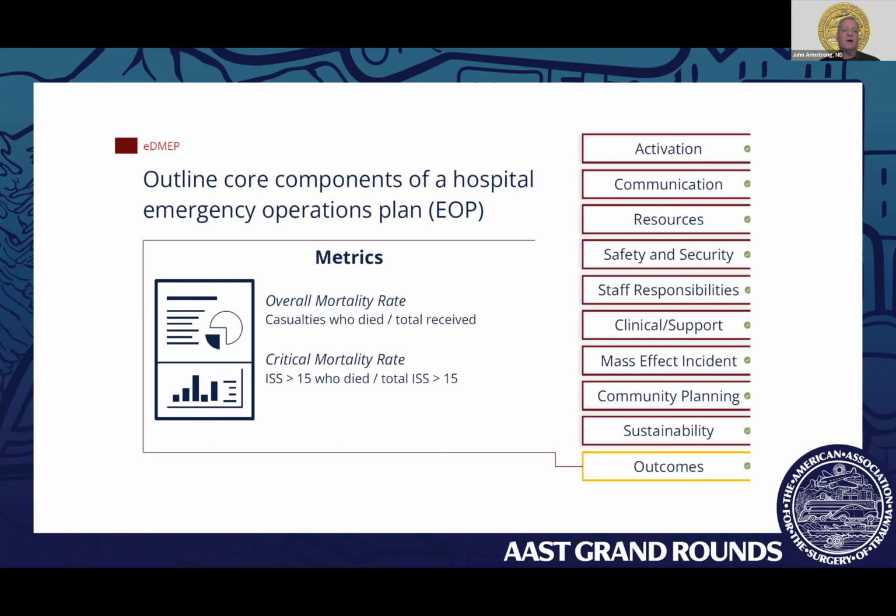what are the metrics that matter for hospital readiness? We often talk about overall mortality rate. It's actually the critical mortality rate, which is the mortality rate of those with severe injury, ISS greater than 15, that is a better characteristic for outcome at the hospital in a disaster.